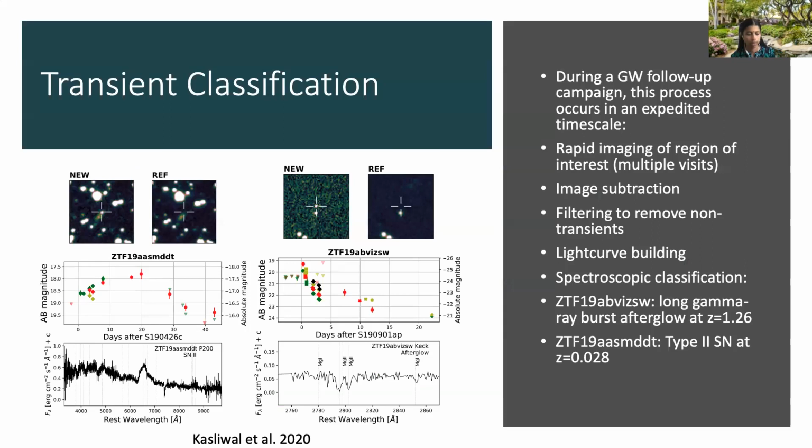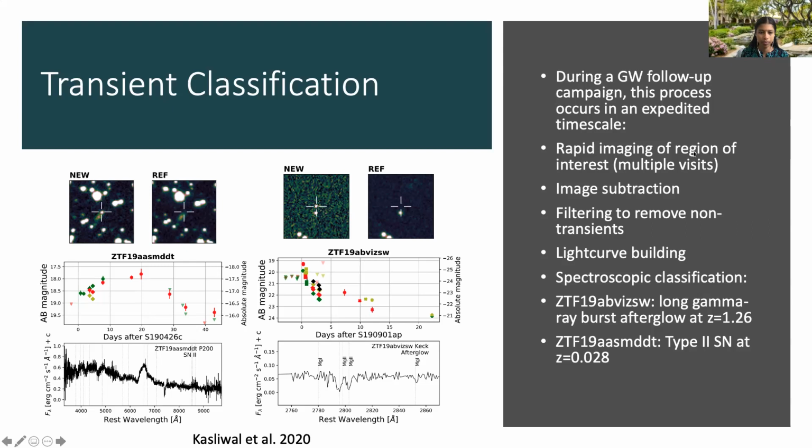Now, finally, once we have our list of candidates, we want to classify them. We want to know what they are, right? And so this occurs in a very expedited timescale, for example, during a gravitational wave follow-up campaign. I'm giving this example because this is something close to heart. I work on gravitational wave follow-up.